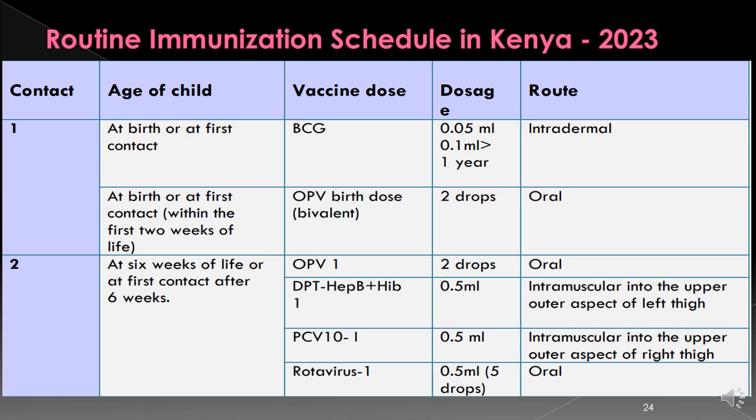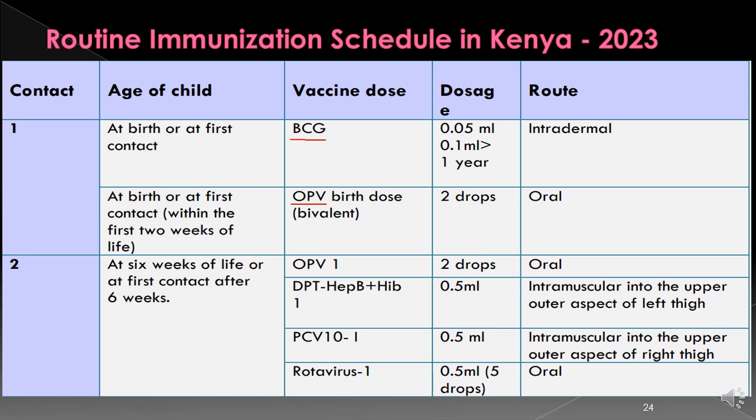Having said that, let us look at the National Immunization Schedule of Kenya as at 2023. So we begin with what happens at birth. At birth, 2 vaccines are given. And while we are looking at the National Immunization Schedule, we shall be looking at the vaccine dose, the dosage, the age at which that vaccine is supposed to be given, and the route of administration for every vaccine from birth through to adolescence. So at birth, there are 2 vaccines that should be given. That is the BCG and the bivalent oral polio vaccine.